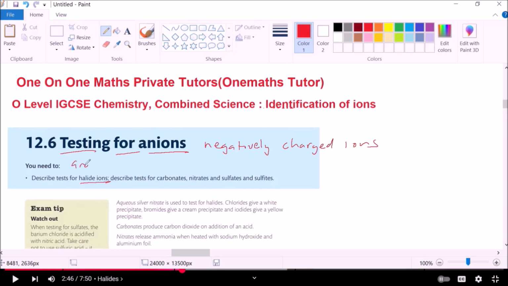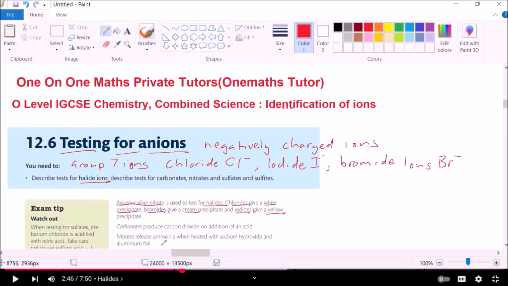Halide ions are group 7 ions, such as chloride ions, Cl-, iodide ions, I-, and bromide ions, Br-. Aqueous silver nitrate is used to test for halides. Chlorides give a white precipitate, bromides give a cream precipitate, and iodides give a yellow precipitate.